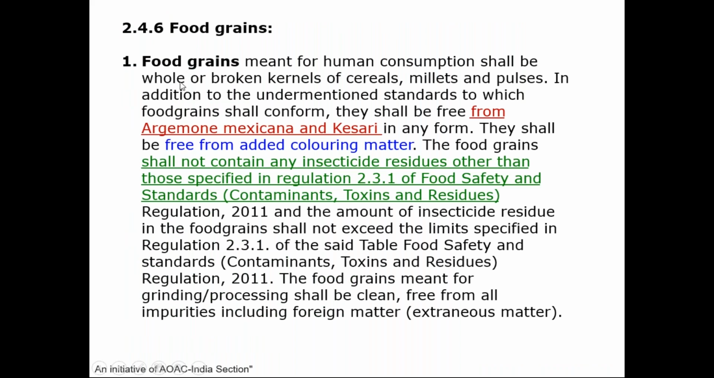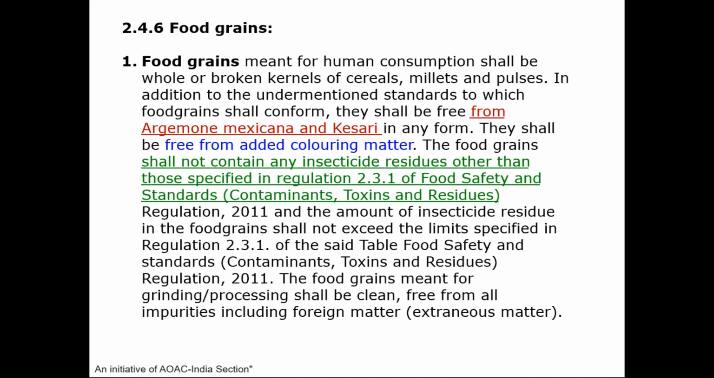It shall be either whole or broken kernels of cereals, millets, and pulses. And in addition, it indicates that it should be free from Argemone mexicana and Kesari dal. You will see in the restriction of sales, you cannot sell any food which contains Kesari dal. It also says that they shall be free from added coloring matter. That means you cannot color any cereal, millet, or pulse to hide the substandard nature.